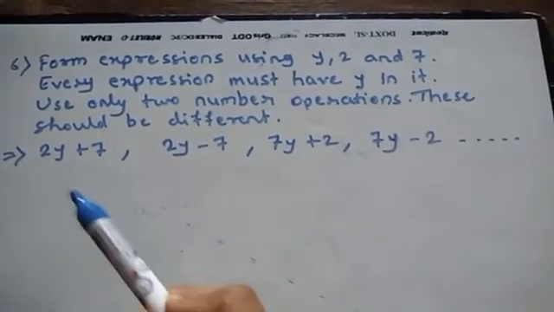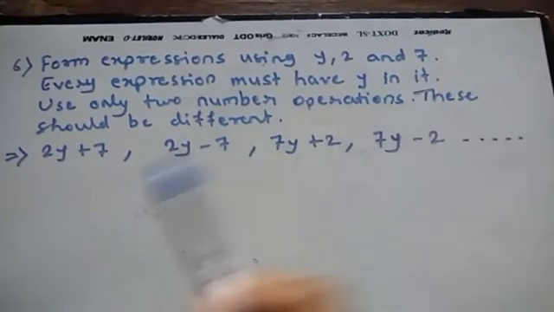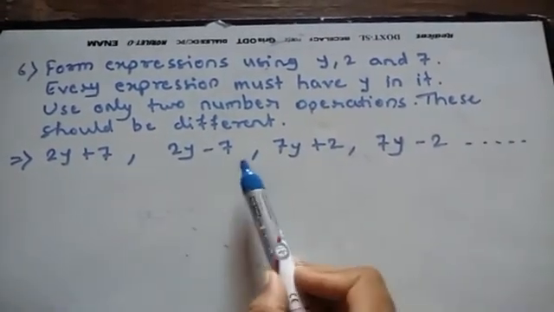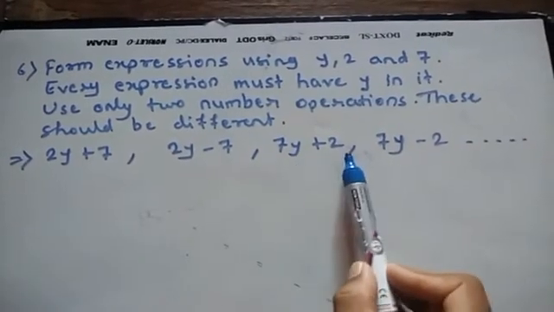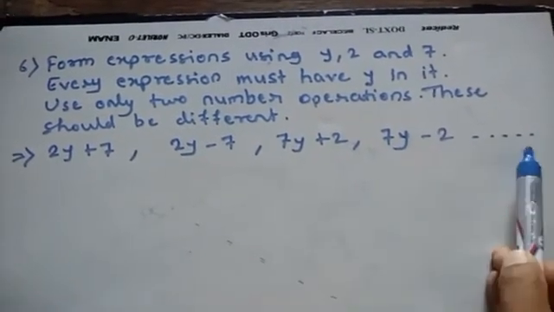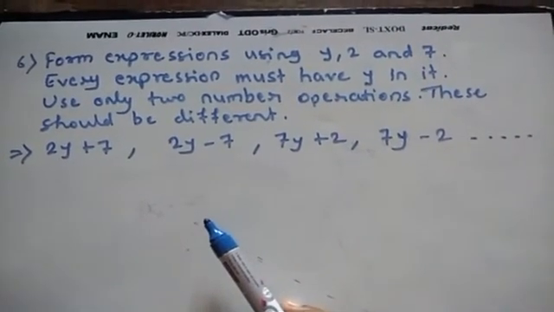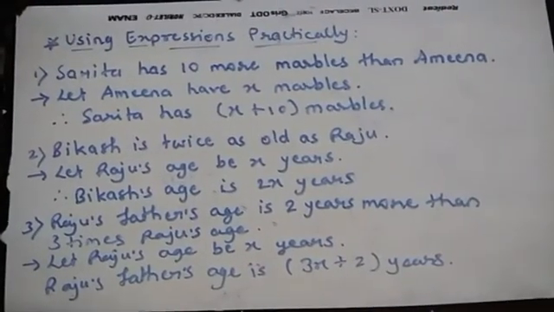Now here we can see by using y, 2 and 7 how many expressions we can make. See here, 2y plus 7, 2y minus 7, 7y plus 2, 7y minus 2 and so on. Many expressions we can form in this way. I hope you understood this concept also. Now the next part is using expressions practically.